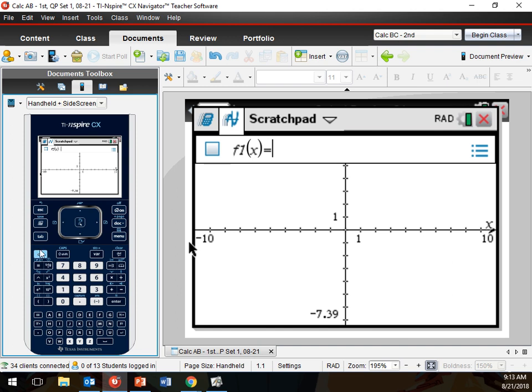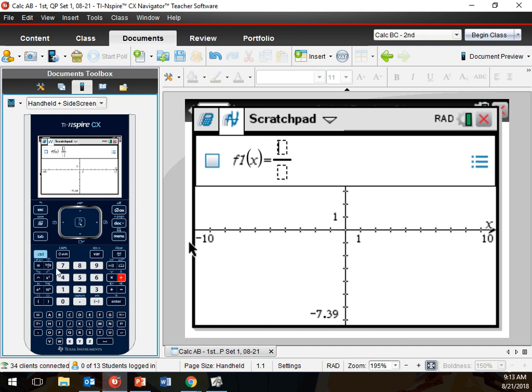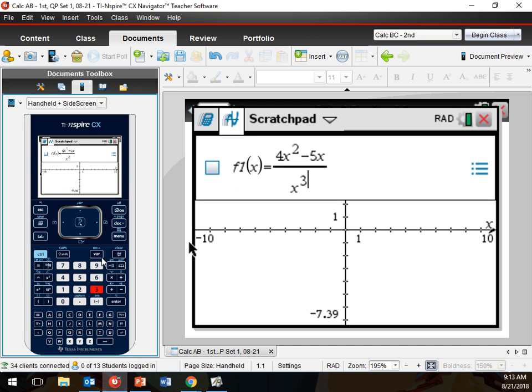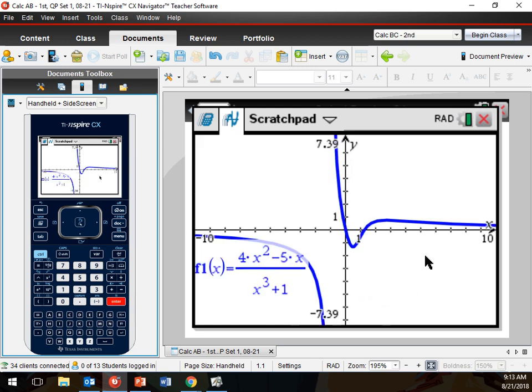So we have 4x squared minus 5x over x cubed, right? Plus 1. Like that. Okay. Enter. Okay, so now, if you look, it's going this way, right? Going out here. So, looks like it's going somewhere.